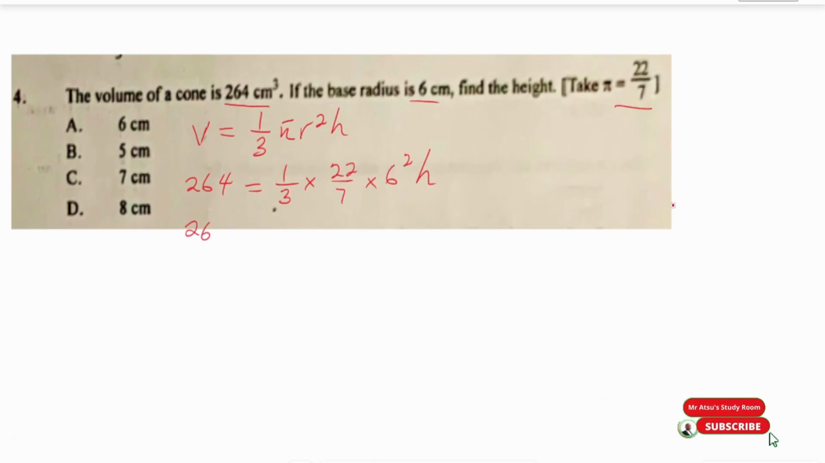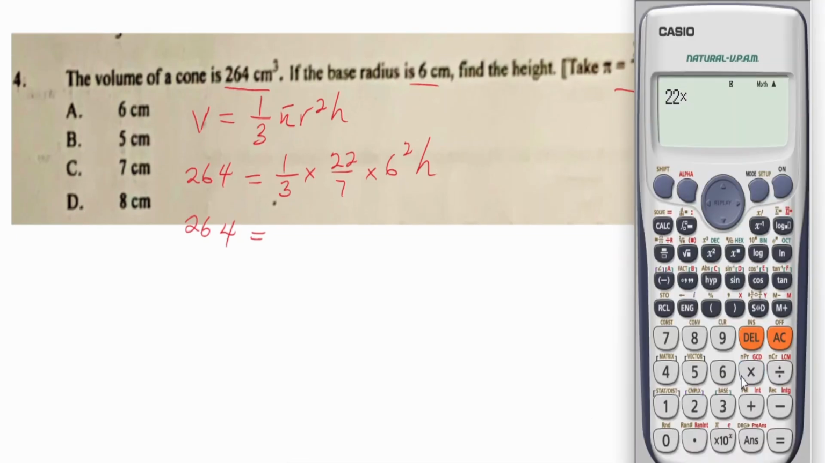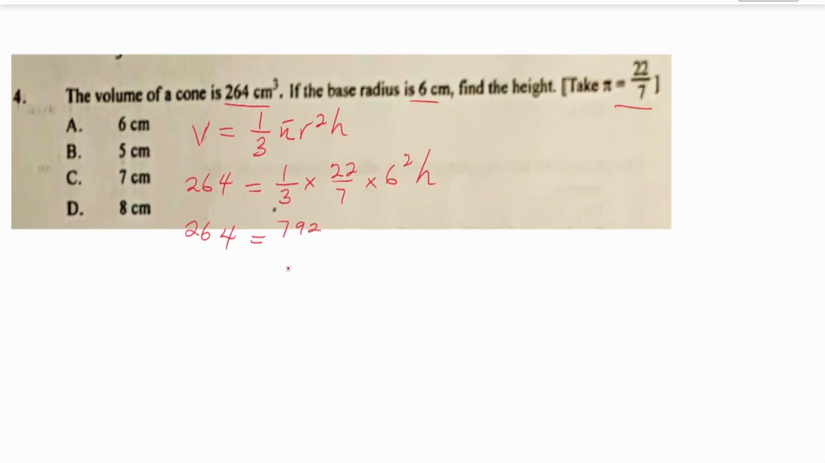And 264 will be equal to 22 times 6 squared. Let's put that in the calculator. 22 times 6 squared, which is the same as 36 anyway. And that is 792. So 792 over 3 times 7 is 21. H, don't forget to bring that. And because you are solving for H, we are going to multiply both sides by 21 over 792.